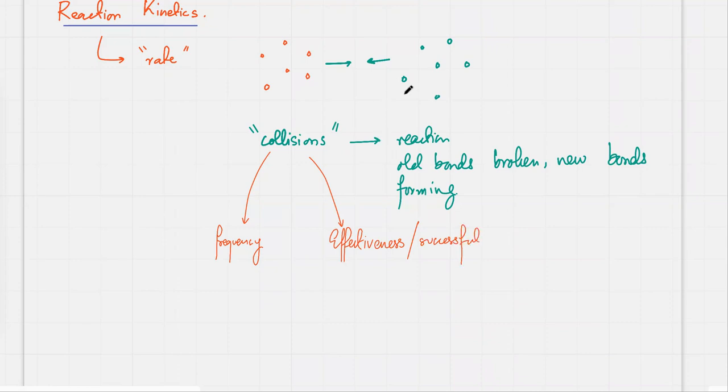So maybe they're bumping into each other at a very high frequency, and a lot. But maybe the old bonds are not getting broken, and then the reaction might not happen at all, even though collisions are happening. So two things: the frequency and the effectiveness or successfulness of the collisions. Both are independent of each other. You can have a very high frequency of collisions and absolutely no effectiveness, absolutely zero reaction. Or maybe you have a very low frequency of collisions, but the effectiveness is a lot, and that leads to a reaction. So it depends on both things, and both are independent of each other.